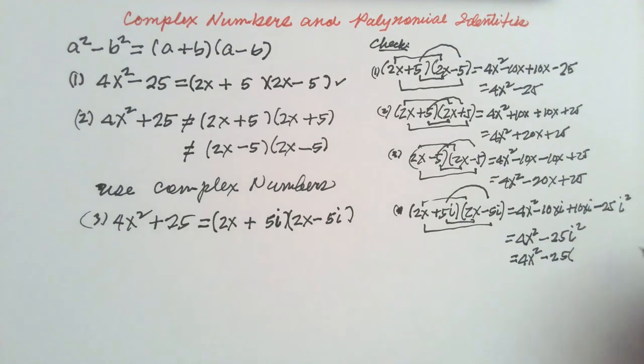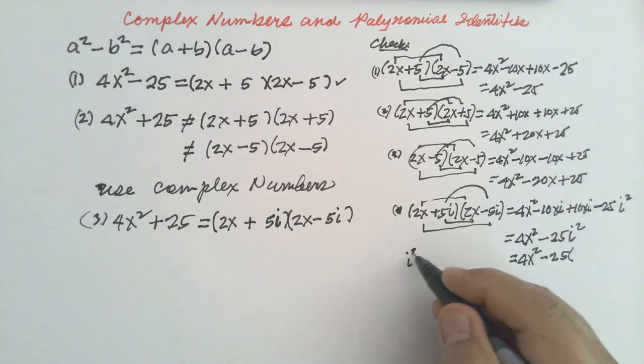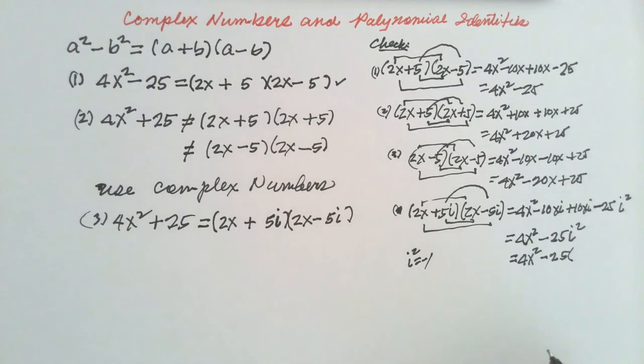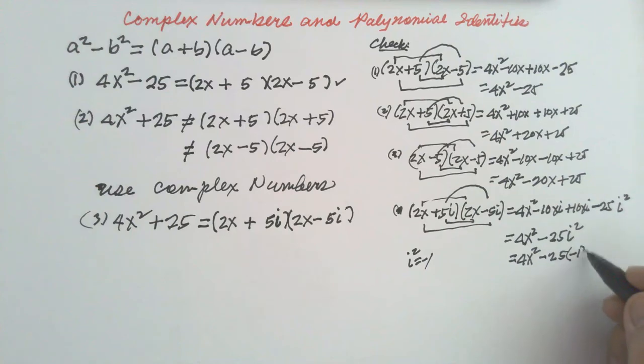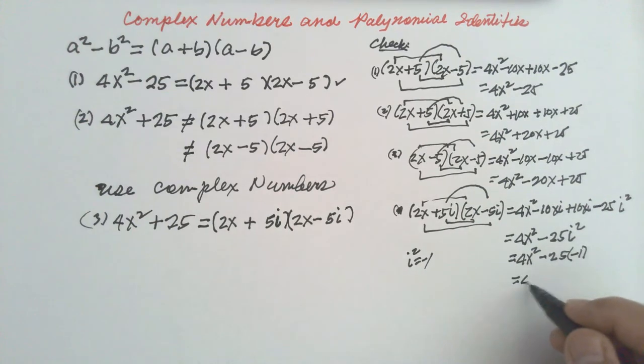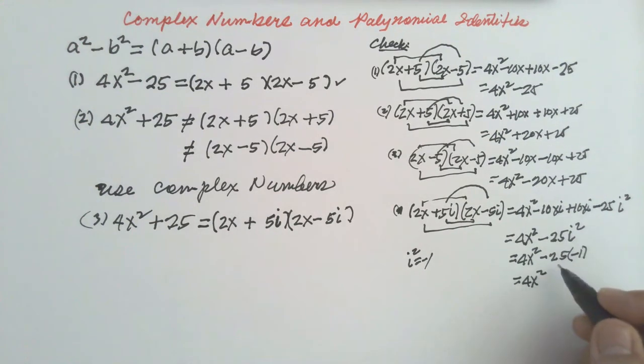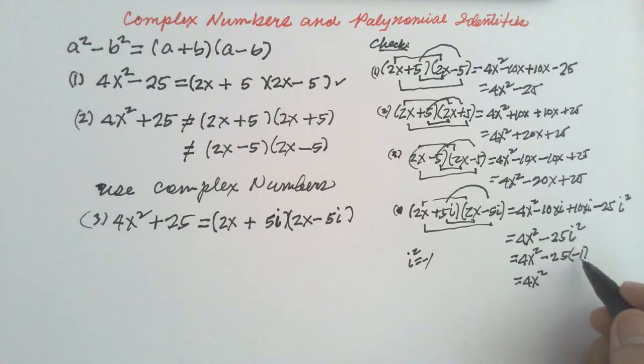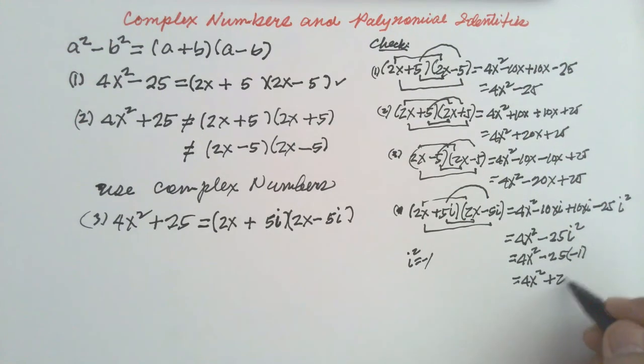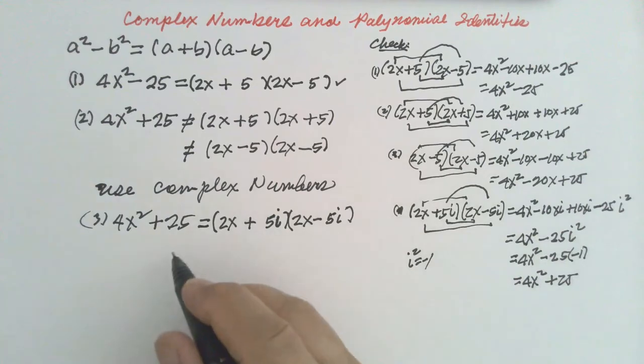We know that i squared is equal to negative 1. So replace this by negative 1. So we have now 4x squared, negative 25 times negative 1 is positive 25, which is equal to this.